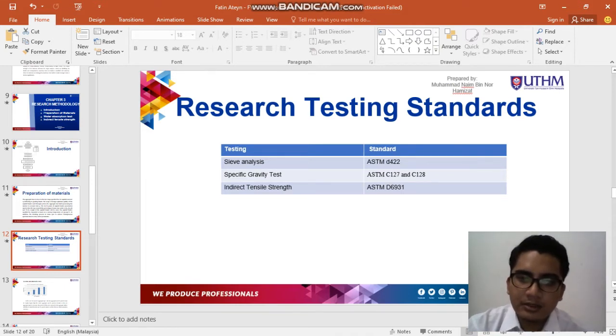First, for sieve analysis, we use ASTM-D422. For specific gravity test, we use ASTM-C127 and C128. For indirect tensile strength, we use ASTM-D6931.